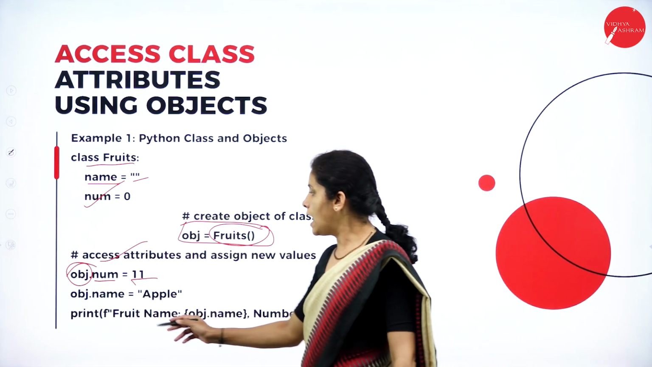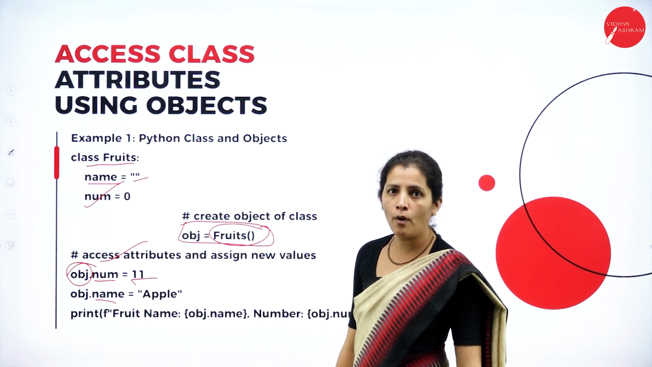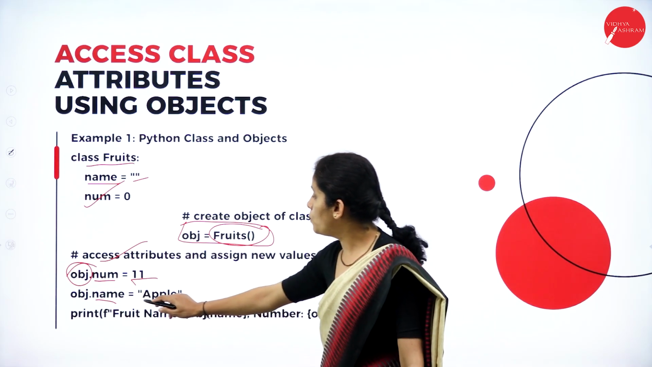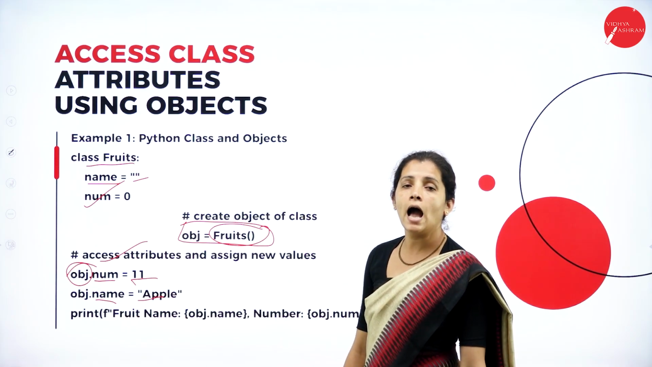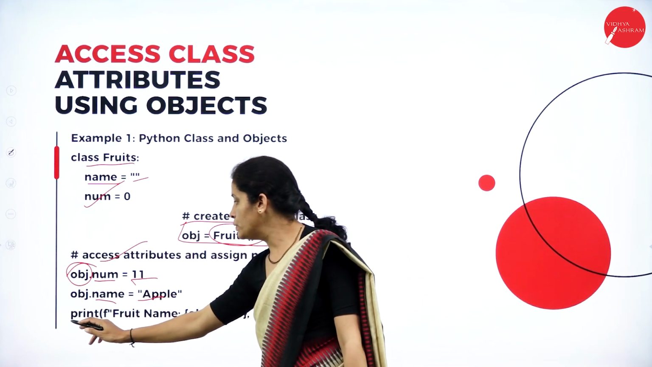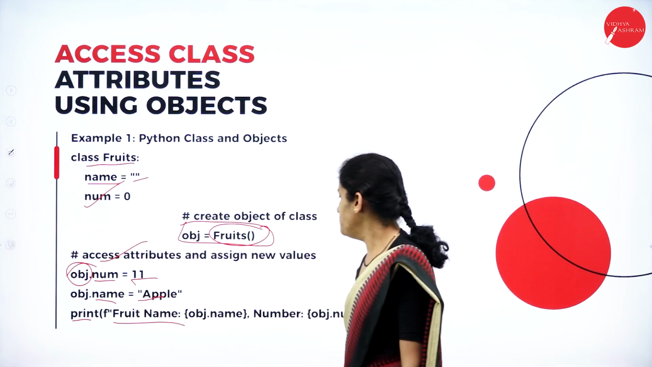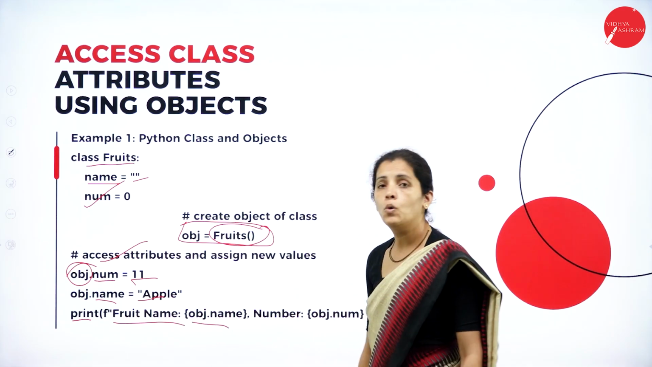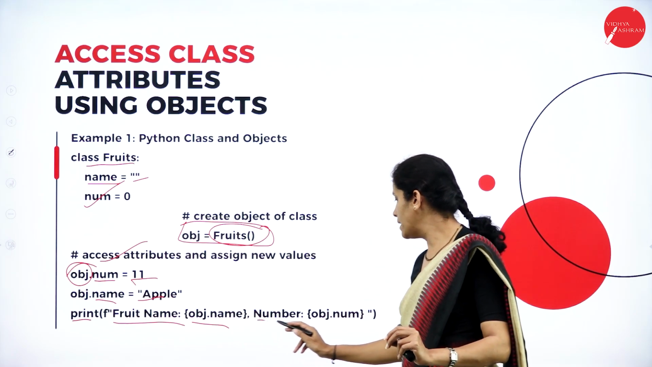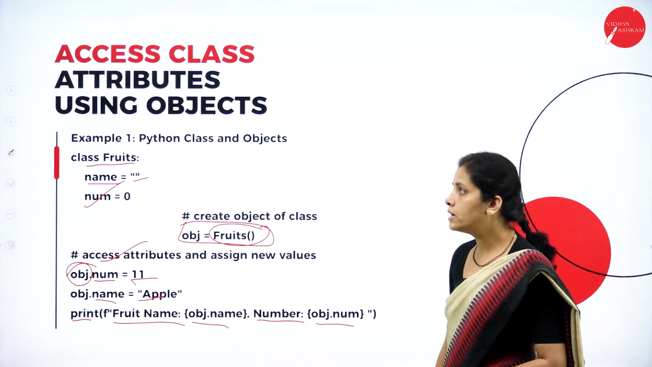Okay, fine. Now I'm accessing name with the help of the dot operator along with the object, and what is the value I'm assigning? Apple. Now, if I want to print, see here, I'm using the print statement. Fruit name. See how to display: obj dot name and number, then it is obj dot number.